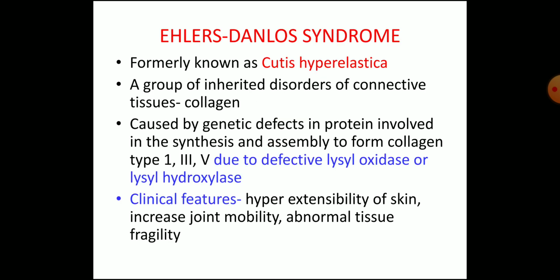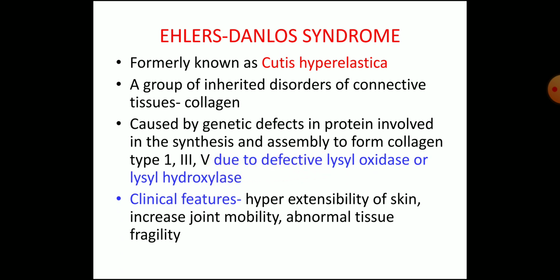Now what is Ehlers-Danlos syndrome? Formerly known as cutis hyperelastica, it is a group of inherited disorders of connective tissue, that is collagen, caused by genetic defects in the proteins involved in the synthesis and assembly to form collagen type 1, type 3 and type 5. So these are the important areas where the defects are noted. This is due to defective lysyl oxidase or lysyl hydroxylase. These are the two enzymes which are needed for collagen synthesis. If there is no lysyl oxidase, then type 1, type 3 and type 5 are not formed.